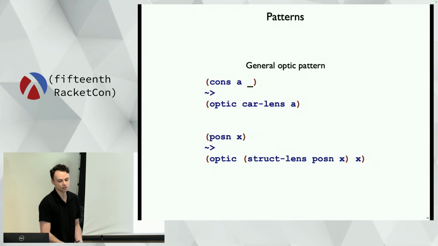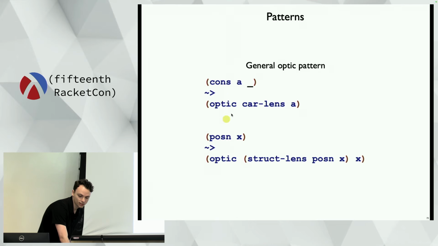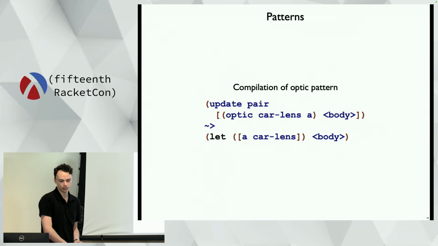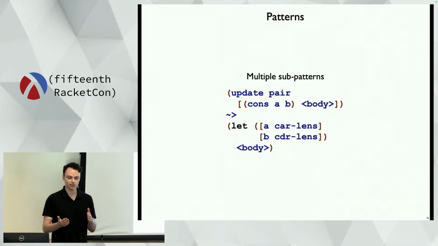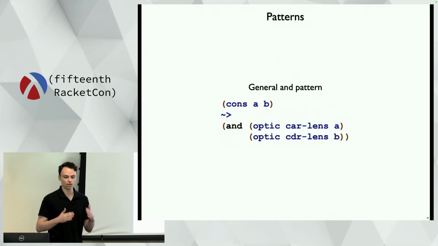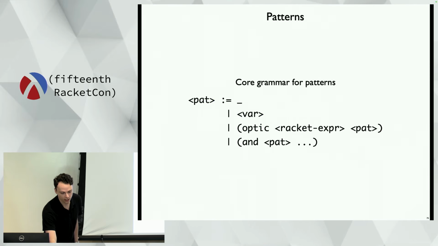So we can make a general optic pattern that just takes in the optic that we're going to end up binding a variable to, and then the sub pattern to match on. And the compilation is very simple. In the case of a pattern variable, we just bind the optic to the pattern variable. And also, when you have multiple subpatterns, like if you had cons A B, that's going to end up being multiple lets. So we can make an AND pattern that captures this idea of having multiple patterns matching on the same target.